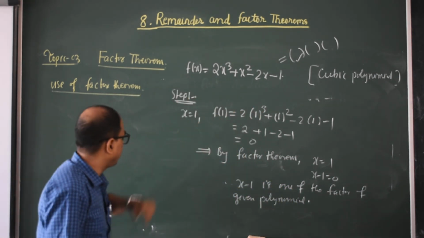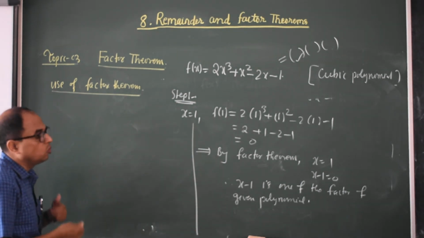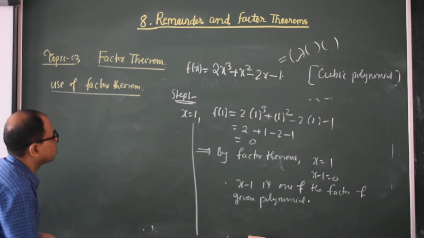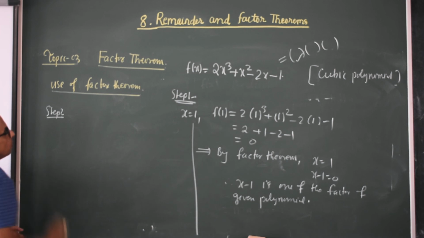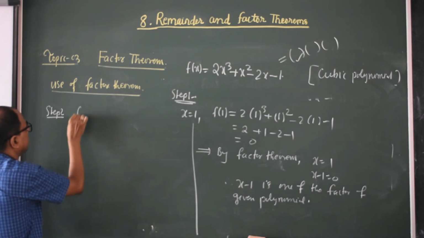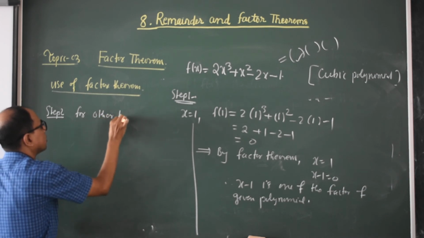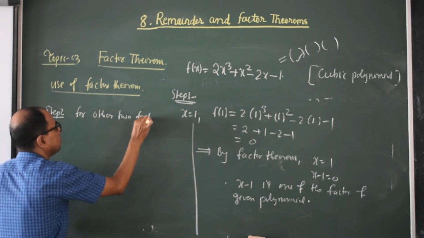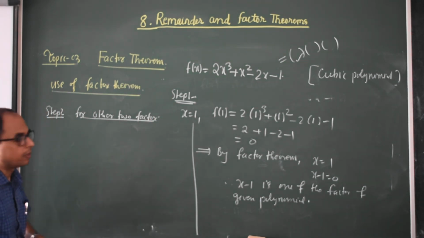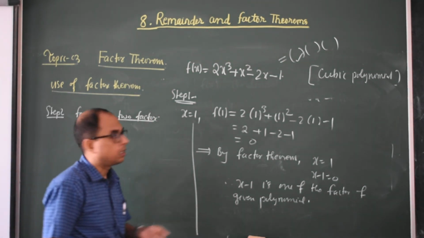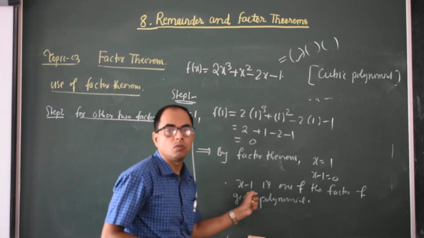So for the other two factors, what you have to do is use the synthetic division method. So step 2. For the other two factors, clear? Step 2 we are doing for the other two factors. So for the other two factors, use the synthetic division method. That means you have to find the quotient when this polynomial is divided by x minus 1.